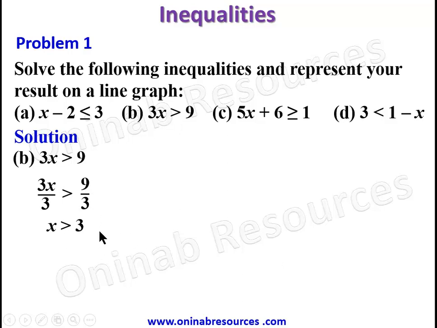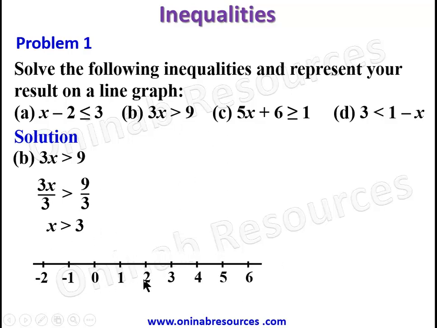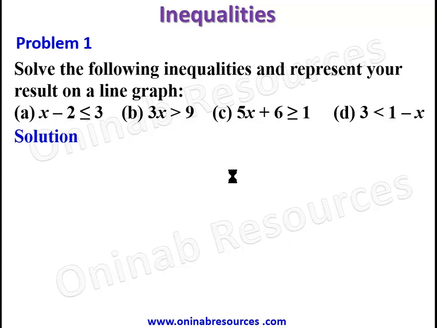So we go ahead again to draw the line graph. We have our line graph here, and we are starting from 3 this time around. I have the 3, so we bring the symbol. We can draw an arrow from here, meaning our arrow will be pointing to the right, which gives the line graph of x is greater than 3. So we'll go to problem 1c.